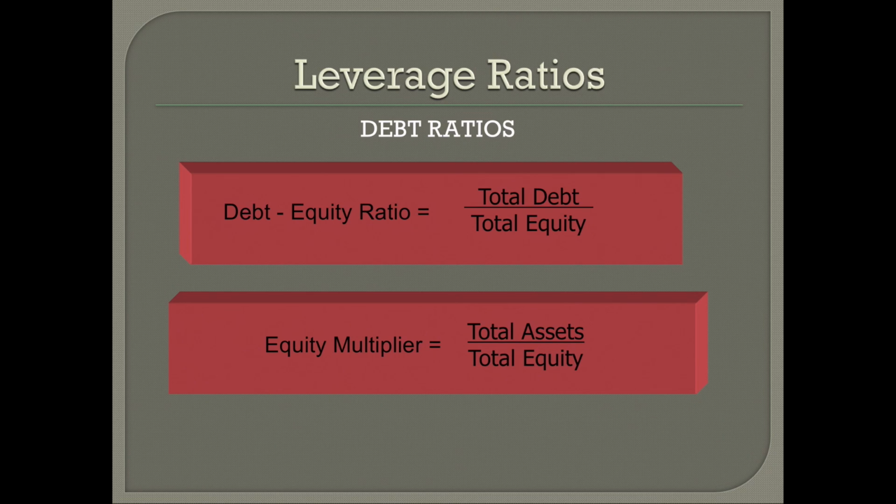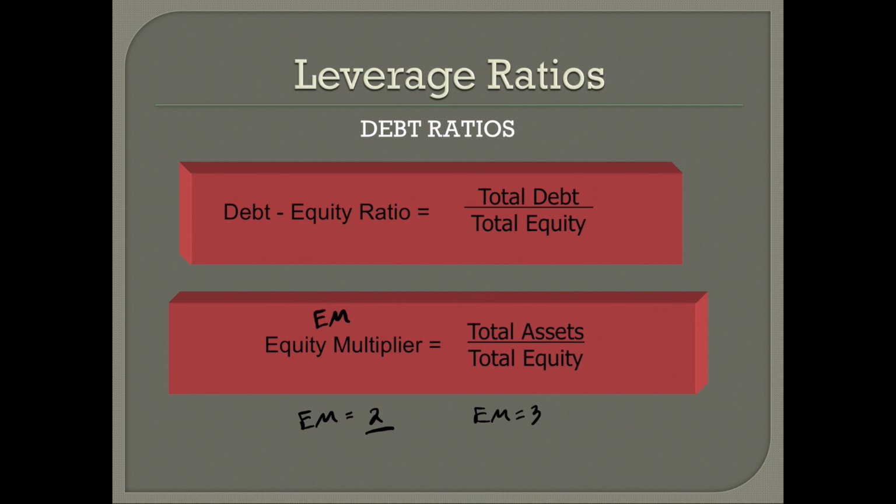The equity multiplier, sometimes you'll just see as EM, is total assets divided by total equity. So what is the amount of assets per dollar of equity? So let me ask you a question. Company A has an equity multiplier of 2, Company B has an equity multiplier of 3. Which one is more leveraged?